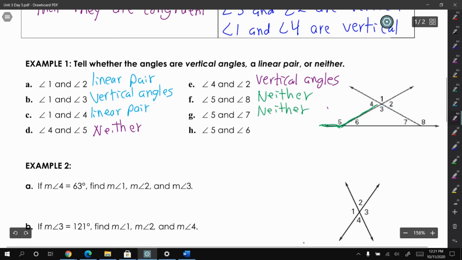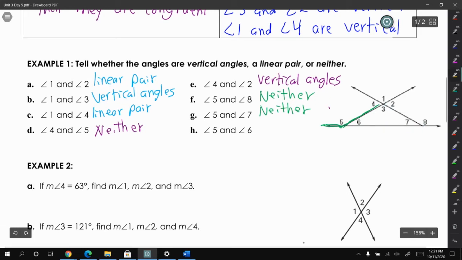Angle 5 and angle 6, though, those do form a line, so that is a linear pair. Now, if they would have told us that angle 6 and angle 7 were congruent, then for G, we could have said that angle 5 and angle 7 form a linear pair. But they didn't say that, so we can't assume that to be true.